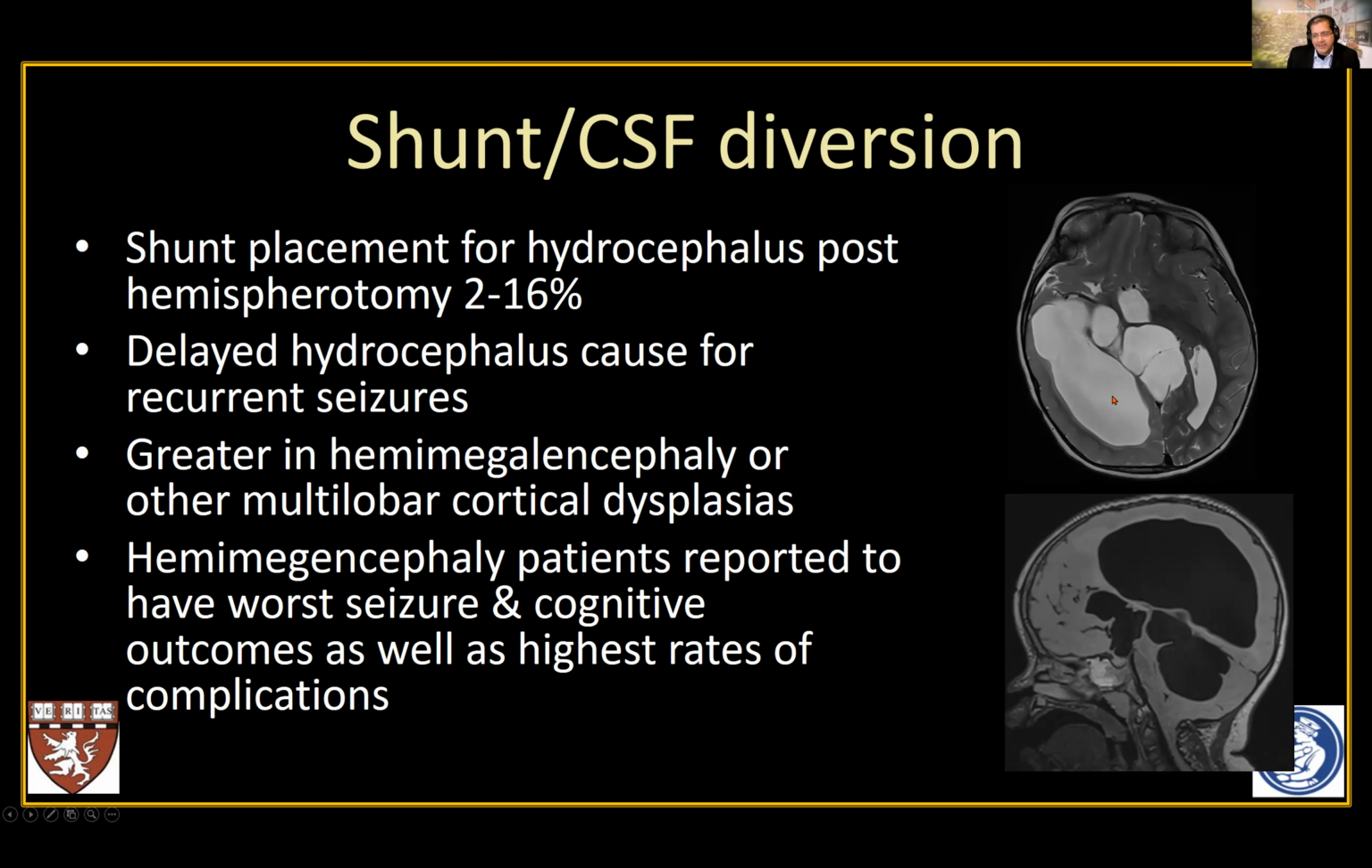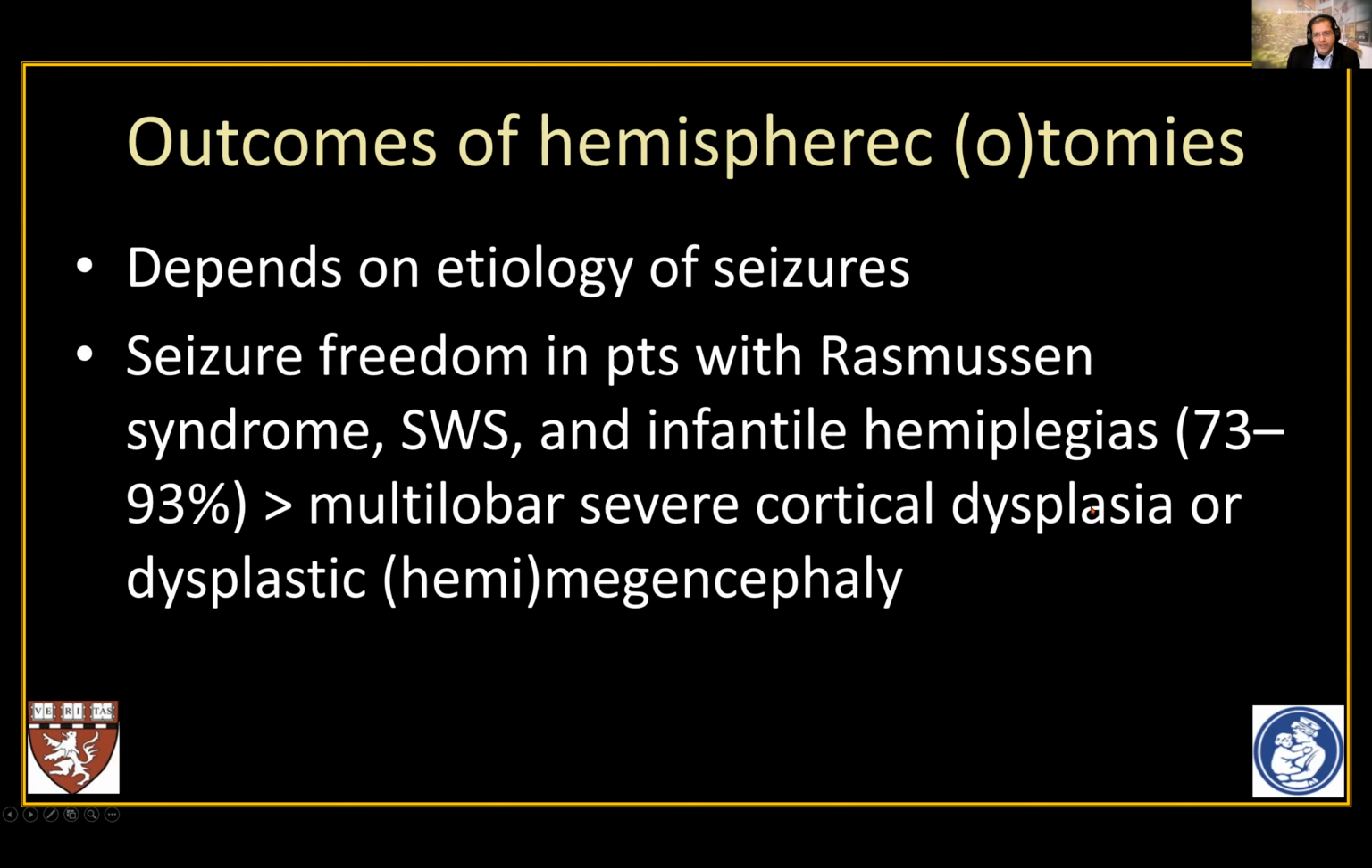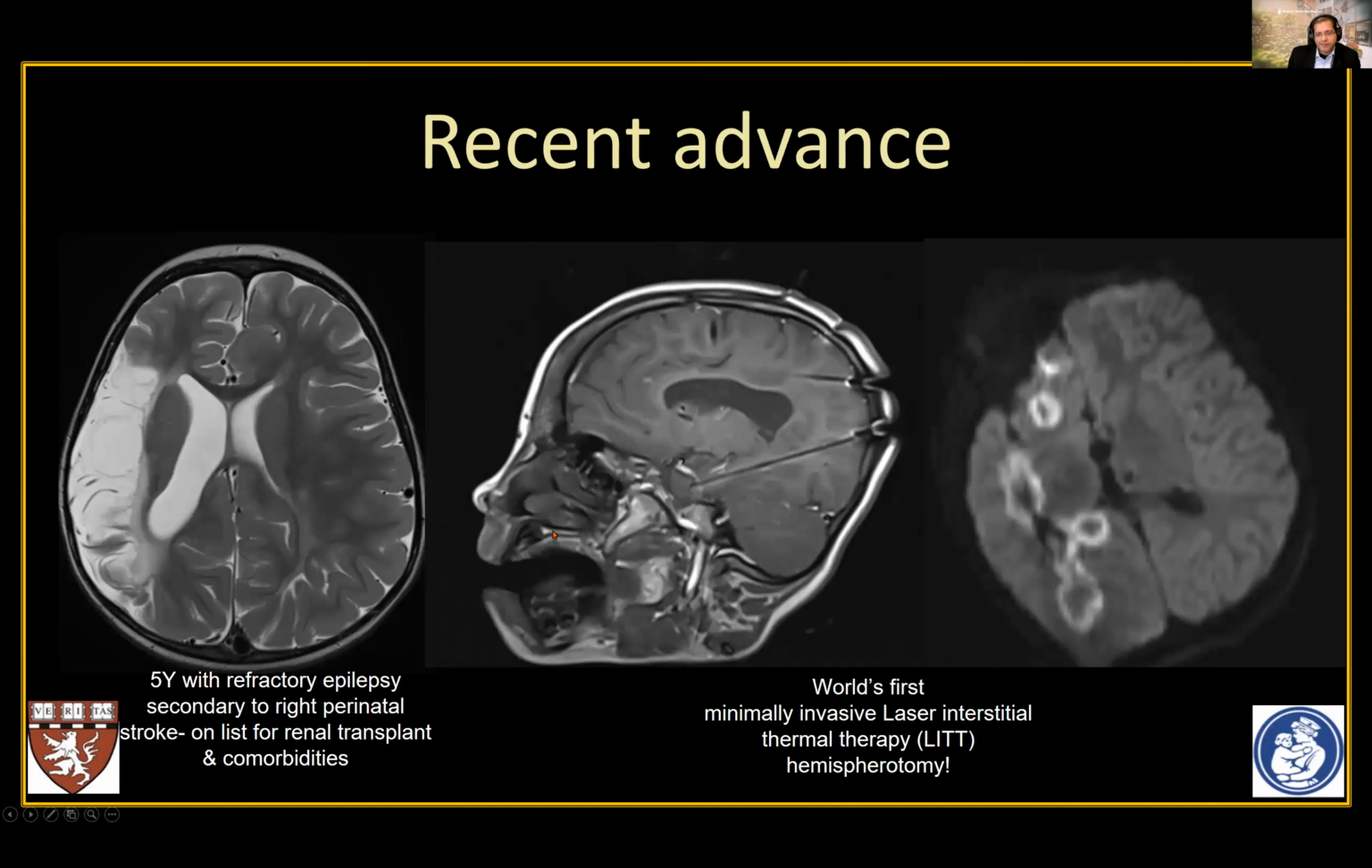He had hydrocephalus, and typically hemimegalencephaly patients have the worst seizure outcomes and also the highest rates of complications. And this patient required an endoscopic ventriculostomy for drainage. The outcomes depend on the etiology of seizures. Seizure freedom is most likely, again, with patients with Rasmussen's encephalitis, Sturge-Weber syndrome, and infantile hemiplegia, and is worse in patients who have multilobar severe dysplasias and dysplastic megalencephaly.